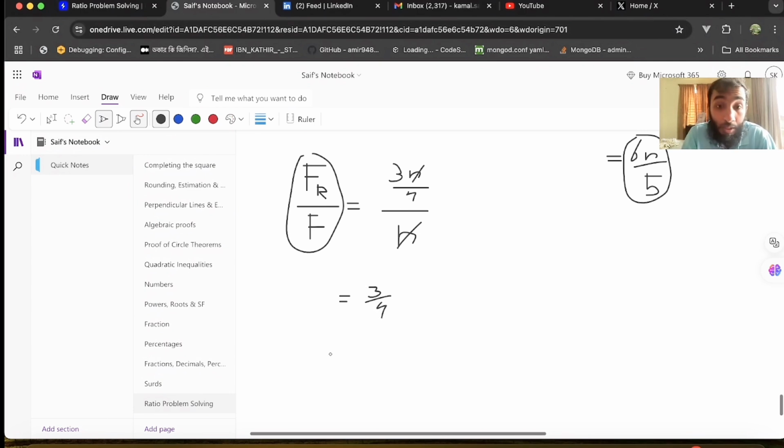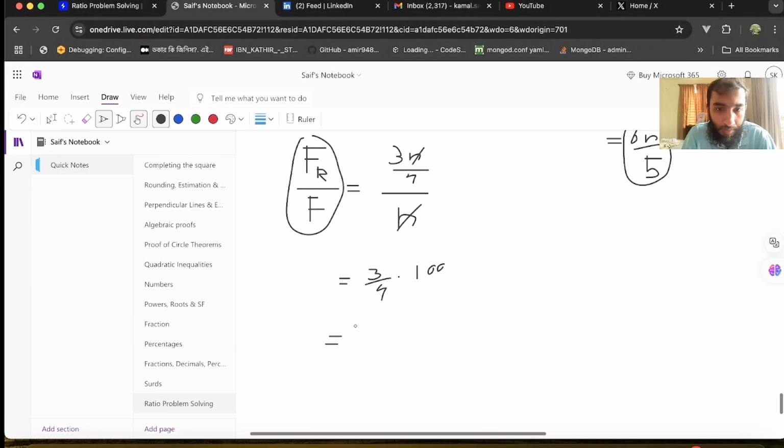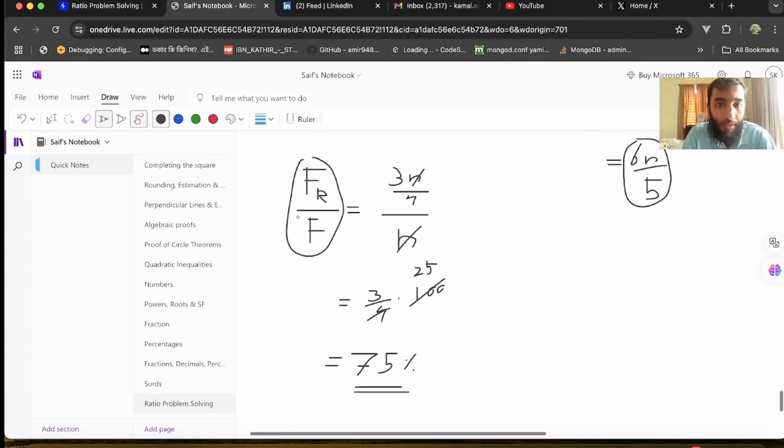Okay. So if I turn it into percentage, I just multiply it by 100. So I get what? 75%. So 100 divided by 4 is 25. So 25 multiplied by 3 is 75. So 75% is the percentage of right-handed females by total number of females.